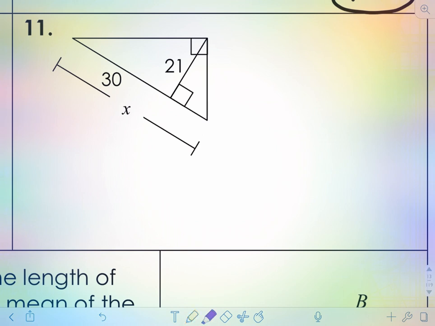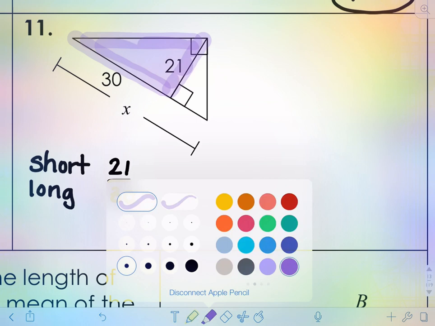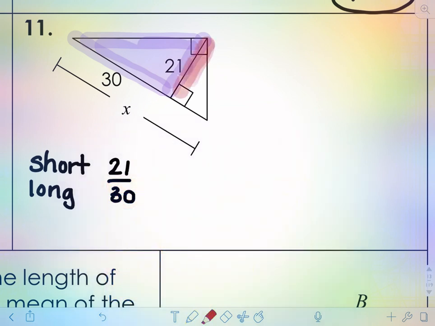Okay, so on the mid-sized triangle, we have the short leg and we have the long leg. Okay, so our short leg is 21. Our long leg is 30. Okay, and then we'll look at the smaller triangle. On the smaller triangle, we know the long leg, but we got to find the short leg.